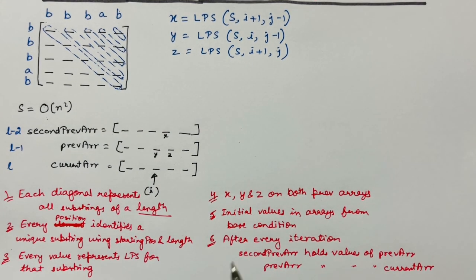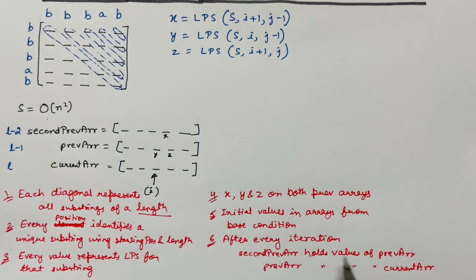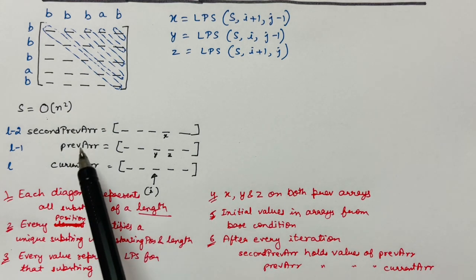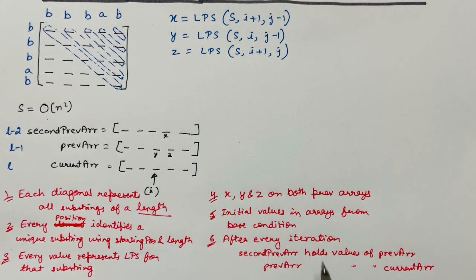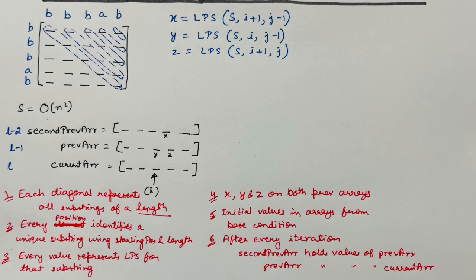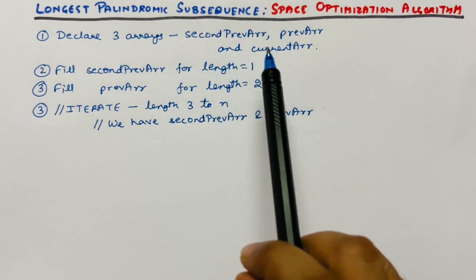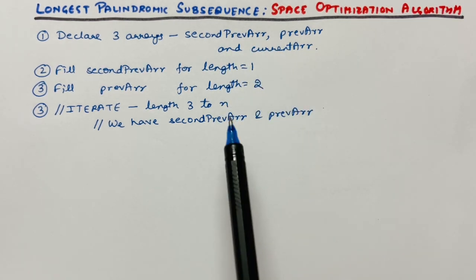So this is our final observation: after every iteration, the second previous ARR array will hold the values that were present in the previous ARR, and the previous ARR array will hold the values that were present in the current ARR, because we only need the latest two lengths. With all of this understanding, let us now try to write the algorithm to solve this problem using these three arrays. We will first declare three arrays: second previous ARR, previous ARR, and current ARR.